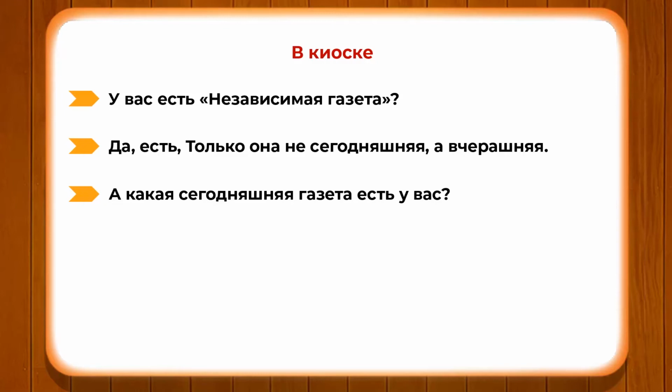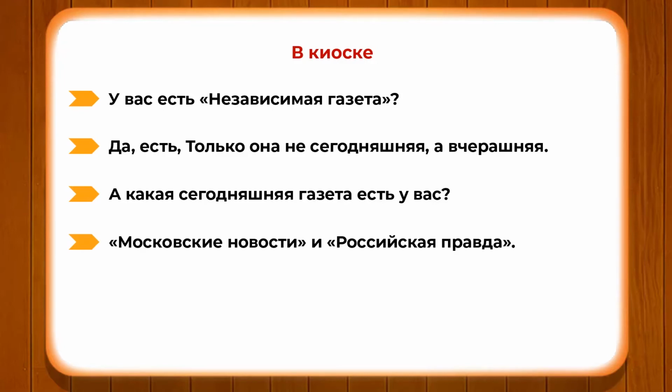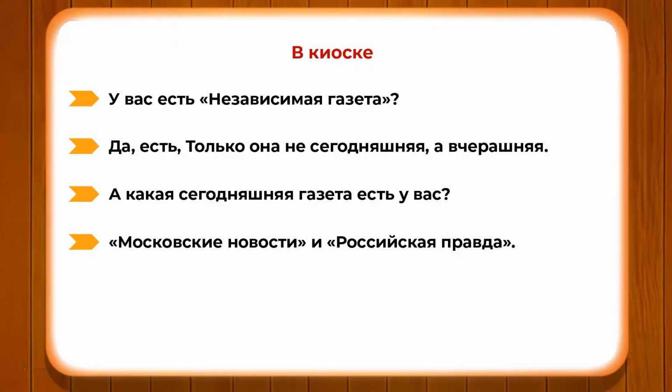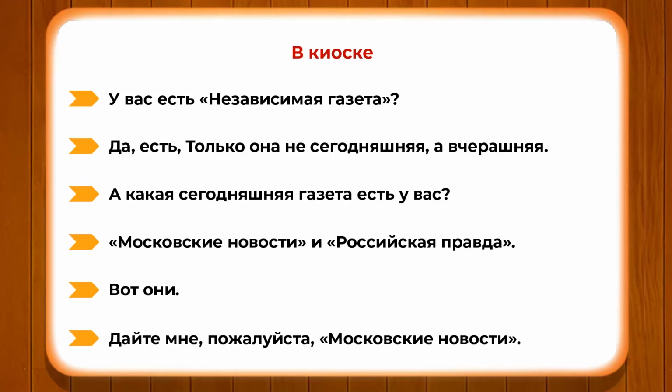А какая сегодняшняя газета у вас? And which of today's newspapers do you have? Московские новости, Moscow Times, the Российская правда, the Russian Truth. So these are the titles of the newspapers we have used here, so that you have an idea about the endings of the adjective and the noun, like Московские новости and Российская правда. So вот они, here they are. Дайте мне, пожалуйста, Московские новости. Give me please the newspaper Московские новости, or the Moscow Times.